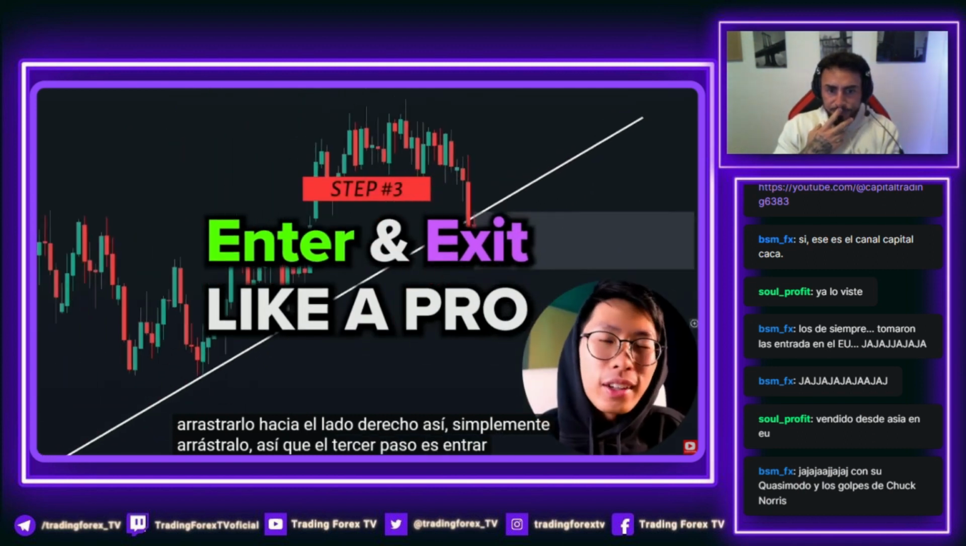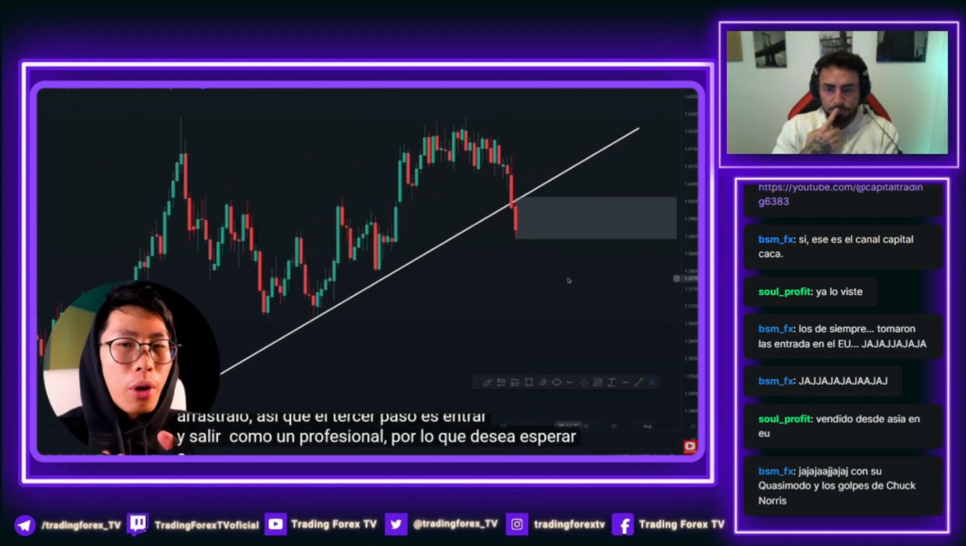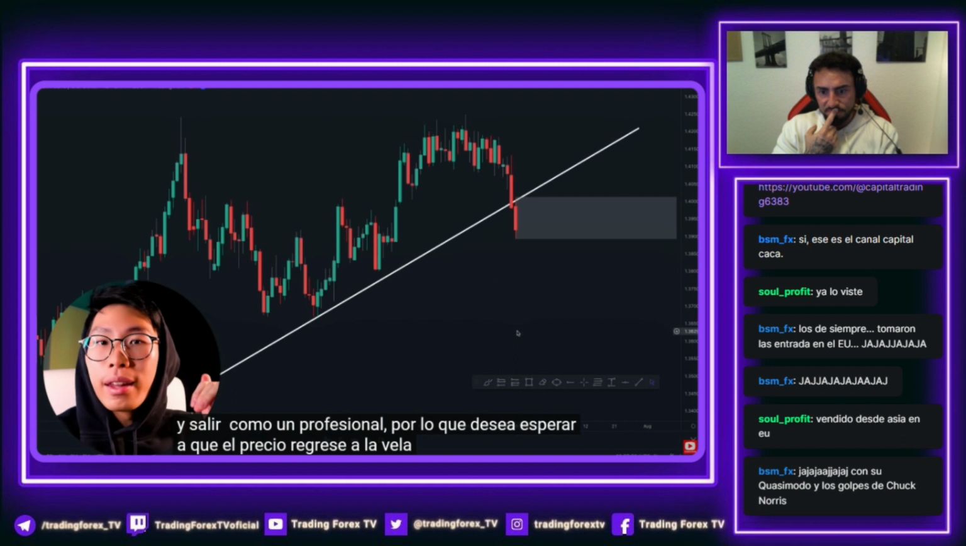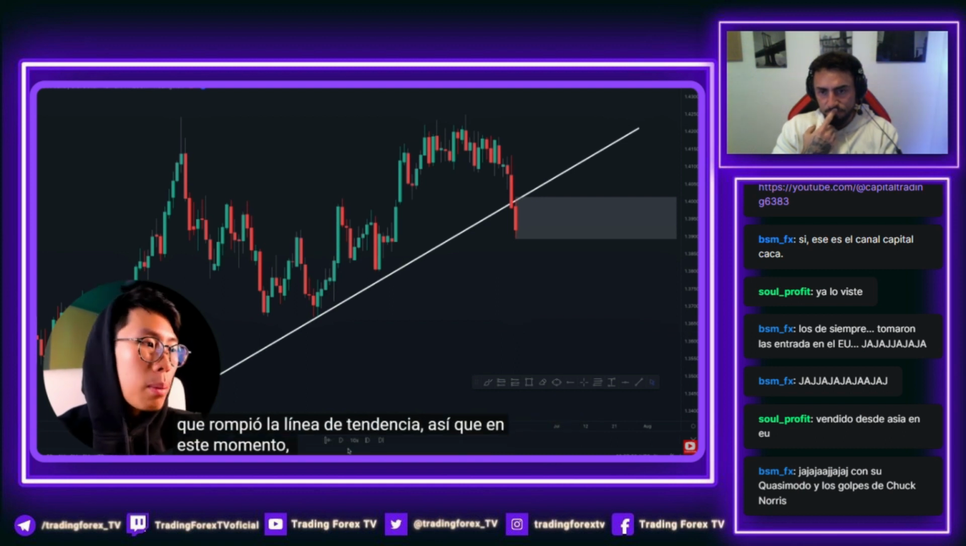So the third step is to enter and exit like a pro. So you want to wait for price to come back to the candle that broke out of the trend line. So at this point of time, let's see what happens next.